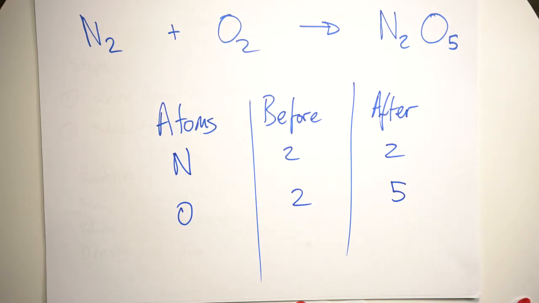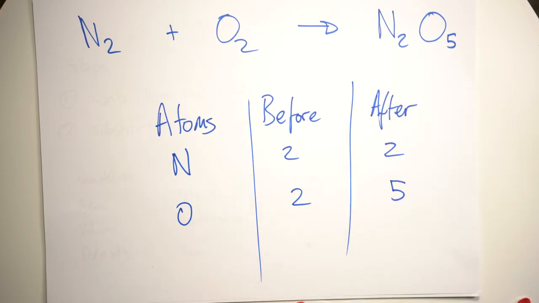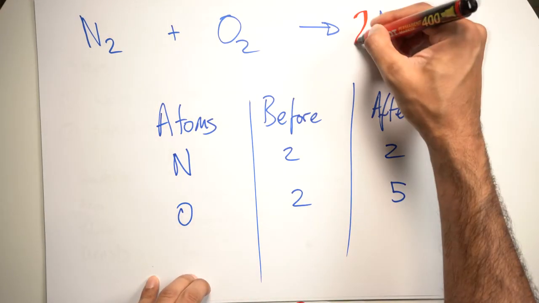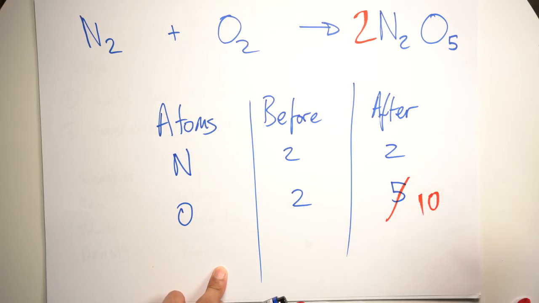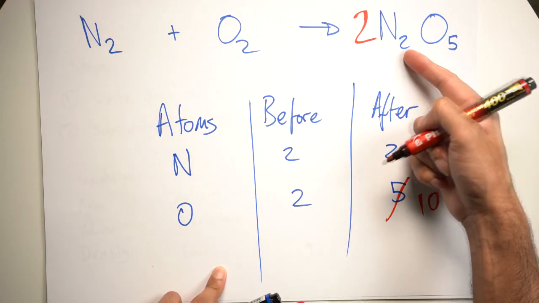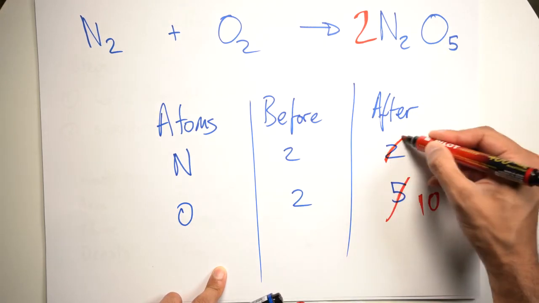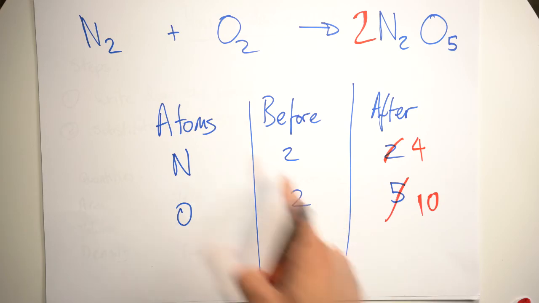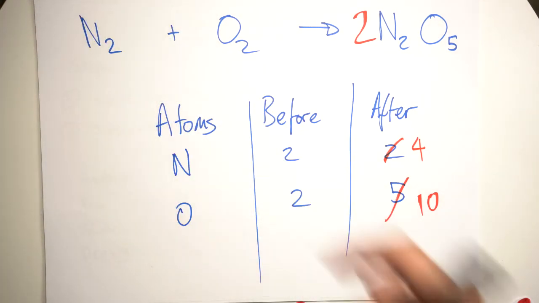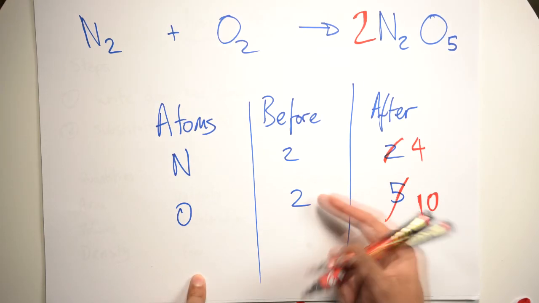Okay, so what I'm going to try and do is get my lowest common multiple, which is 10 for both of them. So I'm going to get that oxygen into 10 by putting a 2 in front of all of this. So you end up with 10 over here, but you also end up with 2 times 2, which is 4 of those nitrogens, okay? Which means these 2 things need to get balanced as well. I'll do the oxygen first.